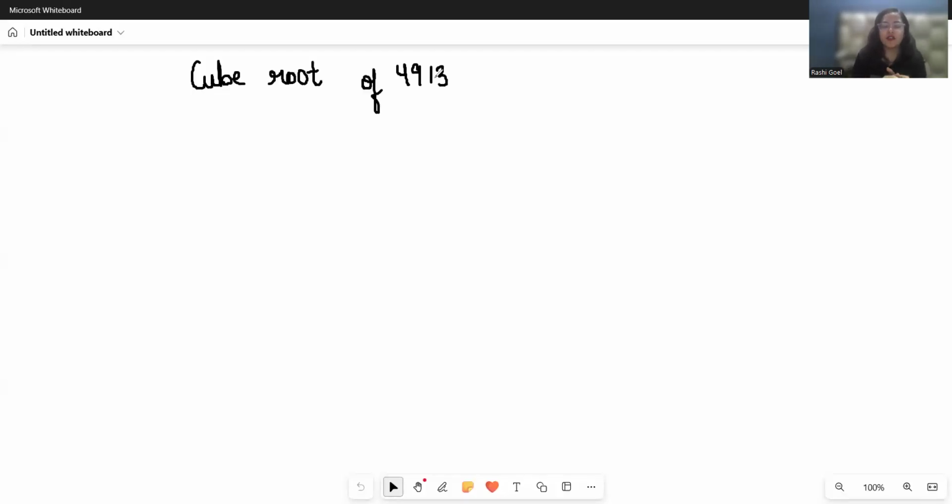Today we uncover why the cube root of 4913 is exactly 17. No guesswork, just clear maths.